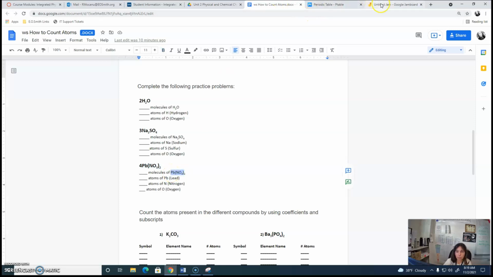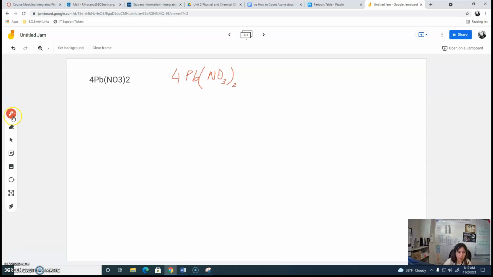Pb(NO3)2. So what that means is that here's my molecule that they're asking me about, Pb(NO3)2. They're asking me how many of those I have. I just look at the number that comes in front of it, my coefficient, that tells me the number of molecules. So I got 4 molecules of Pb(NO3)2.